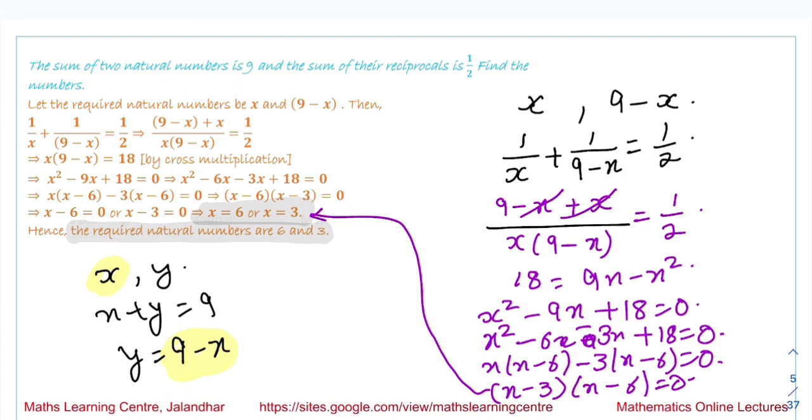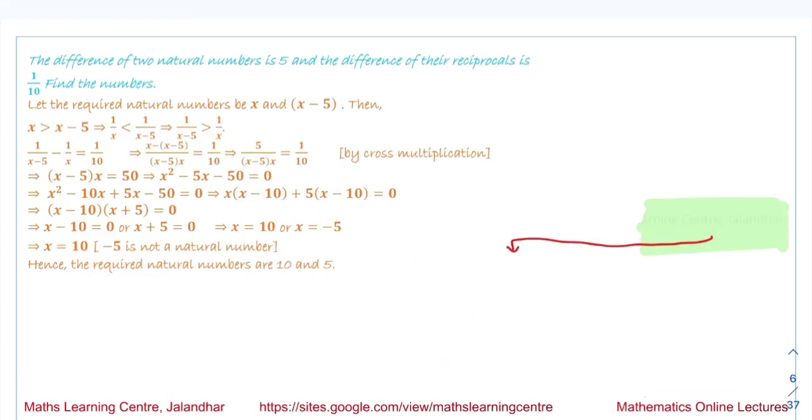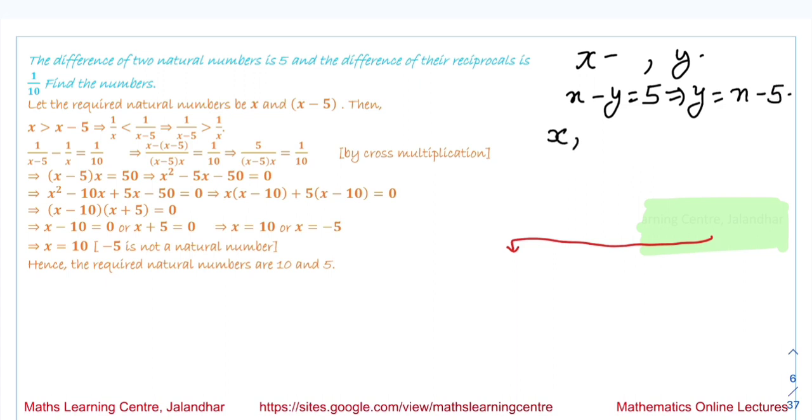Next is the difference of two natural numbers is 5. One is x, second is y. Now the difference of these two is 5. It means the value of y we have is x minus 5. So the two numbers we have, one is x and second is x minus 5. These are the two numbers we are talking about, and the difference in their reciprocals is 1 by 10.